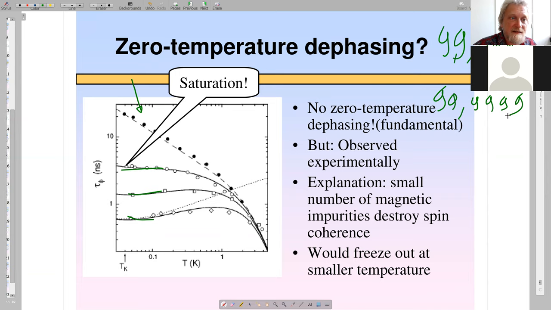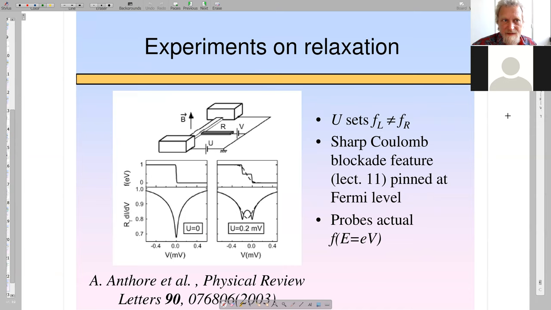they see that the level of saturation becomes higher and higher if the number of magnetic impurities is smaller. They also see in other experiments that it will increase at lower temperatures, as it is supposed to go. Good, that was dephasing, a rather dramatic experiment.